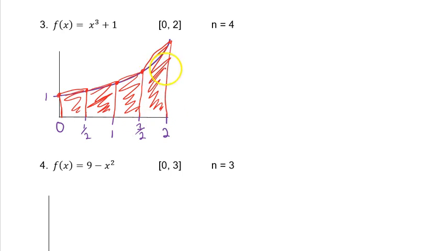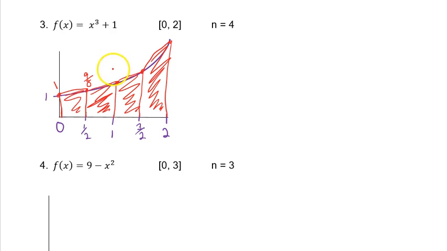What we need to do now is find all of the y values because those are our base 1s and base 2s. So I'm going to plug each of those x values in, and I'm going to write its little y value out over it like I normally do. So 0 cubed plus 1 would be 1. 1/2 cubed is 1/8 plus 1 would be 8/8. So that would be 9/8.